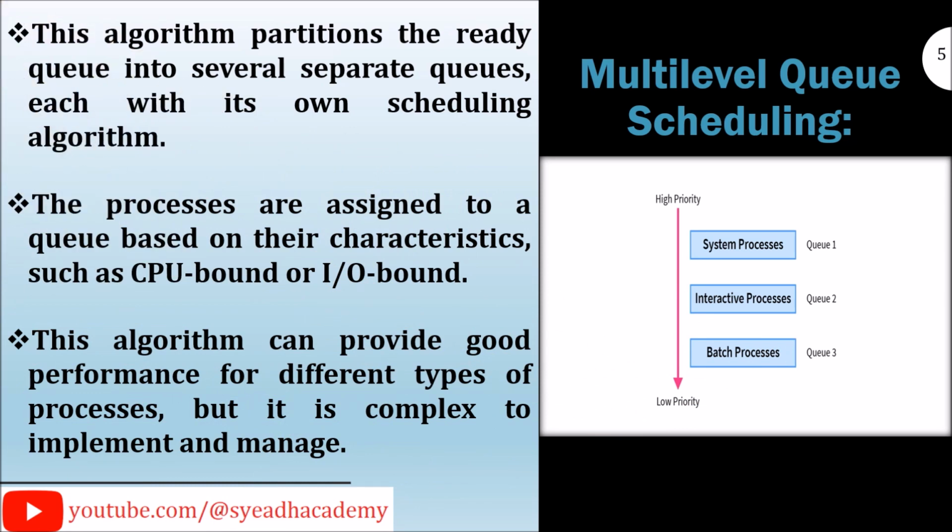Multi-level queue scheduling. This algorithm partitions the ready queue into several separate queues, each with its own scheduling algorithm. The processes are assigned to a queue based on their characteristics, such as CPU bound or input and output bound. This algorithm can provide good performance for different types of processes, but it is complex to implement and manage.